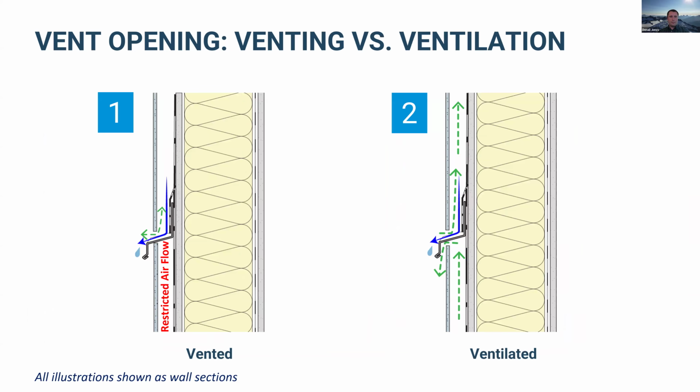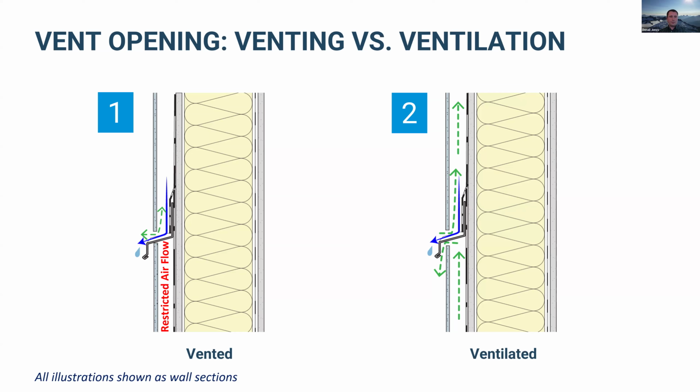This is another really critical thing, a vented cavity versus a ventilated cavity. So you see here on the left, the flashing is actually pushed down snug against the cladding here. So it's going to restrict that airflow through the cavity there. Whereas on the right side, you actually see a little gap above and below the flashing, so you can get free airflow through this cavity.